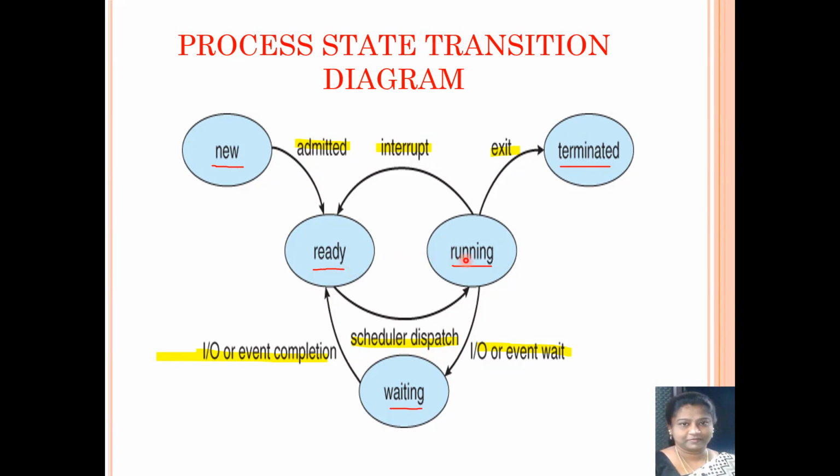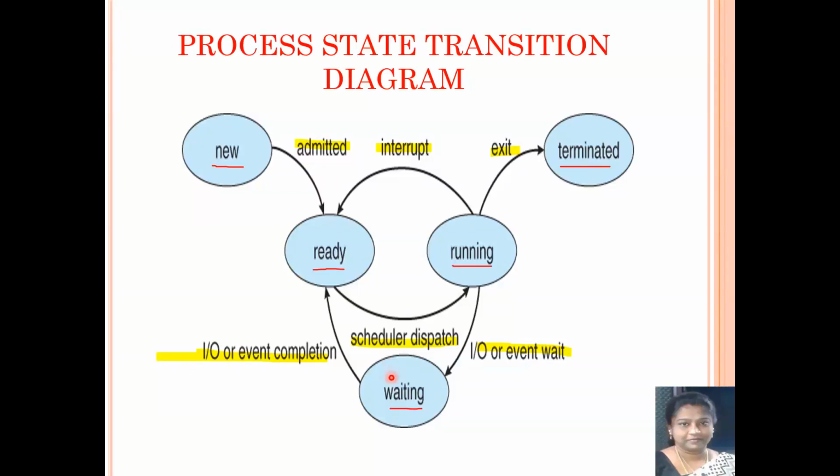Now, when the process is in the running state, it might need the use of an input device or an output device for getting input and displaying output, or it might require an event to occur. Say, for example, it needs a process to be created. In that case, the process cannot be in the running state. It has to move from running to waiting. So whenever an input output or event wait occurs, the process will move from running to waiting. The waiting state indicates that the process is waiting for an event to occur.